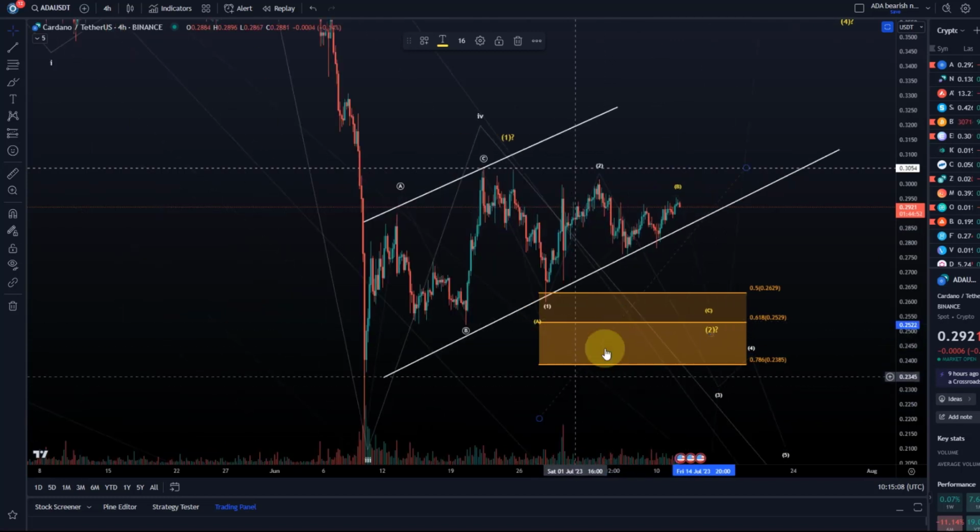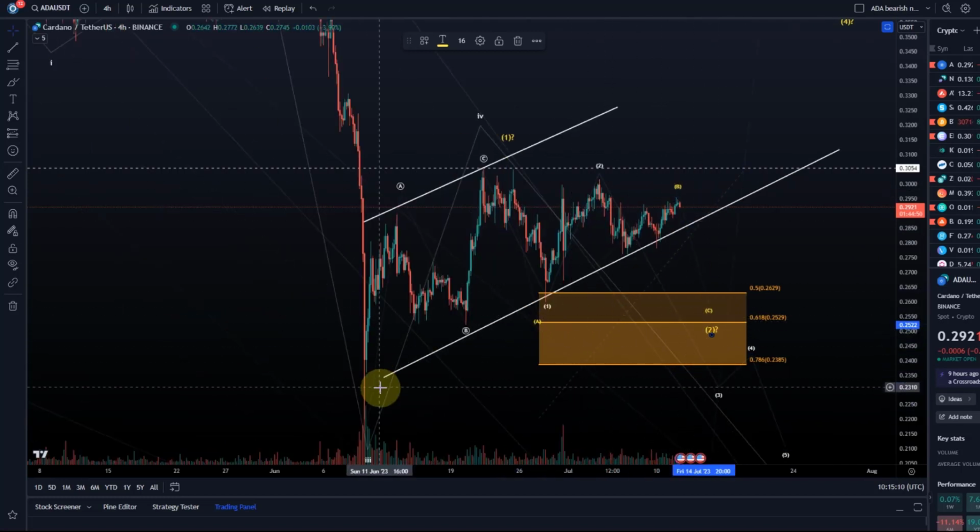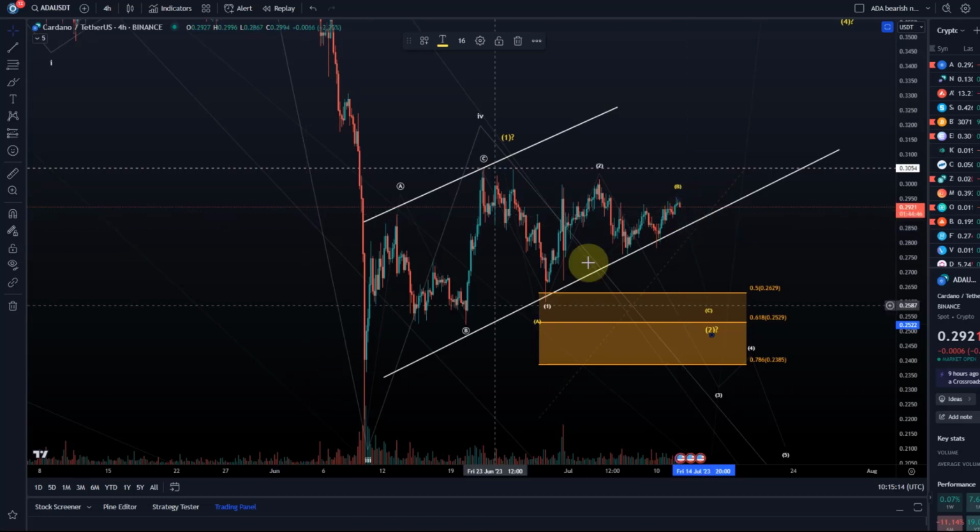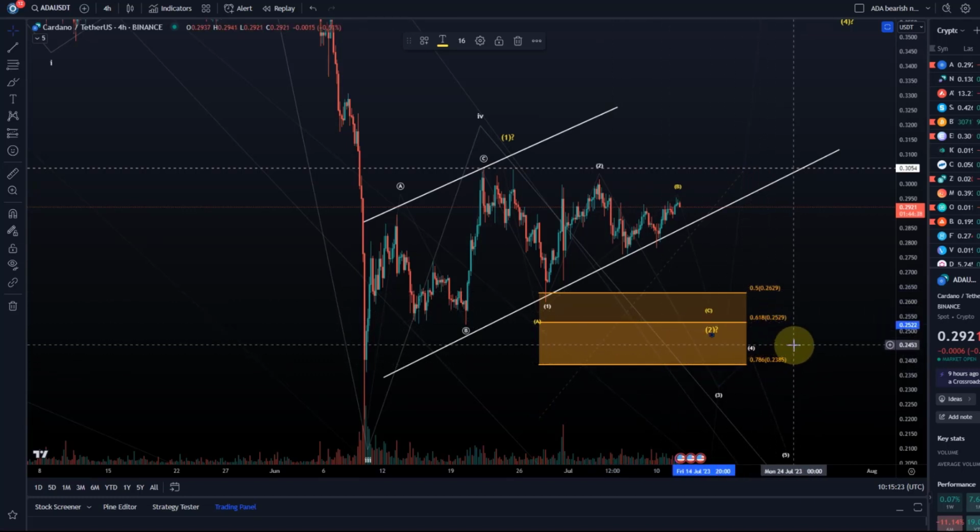There is not much more to highlight here. If it comes down, obviously a signal that the C wave has started would be a break below the trend line, below this ascending trend line. And then we need to see, can we hold support here at 26.3, 25.3 or 23.8 cents.